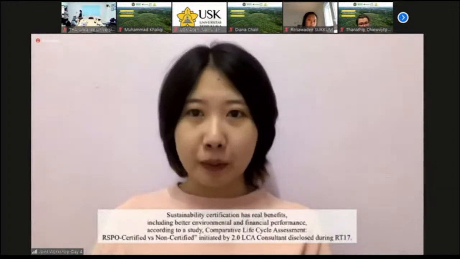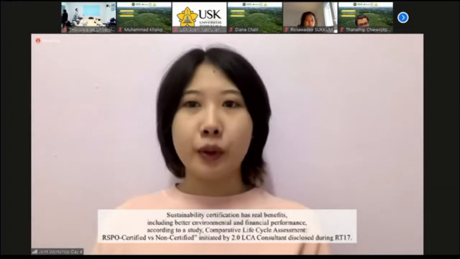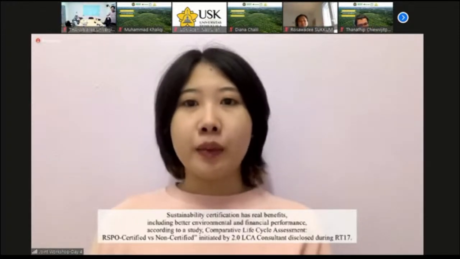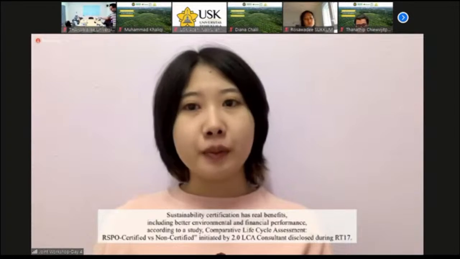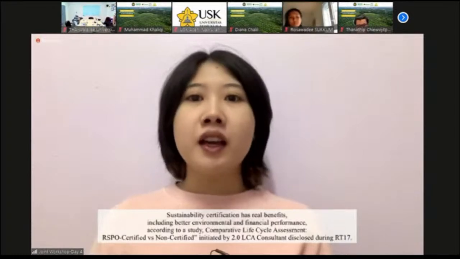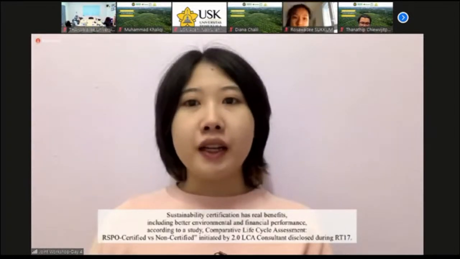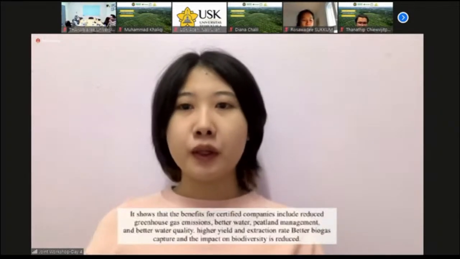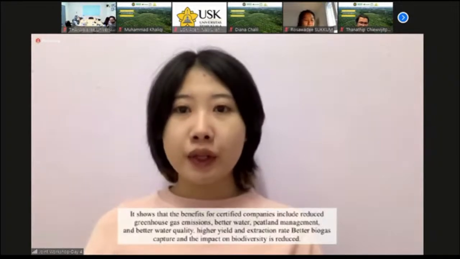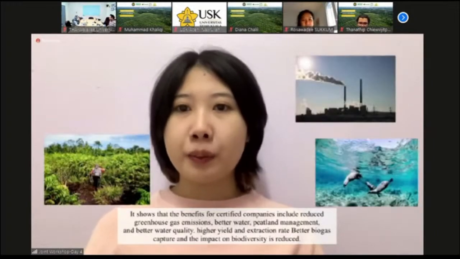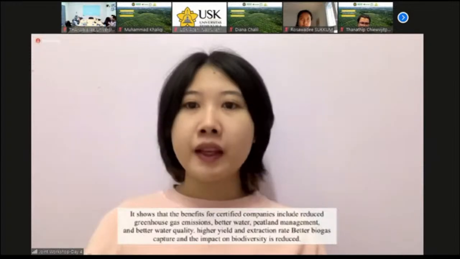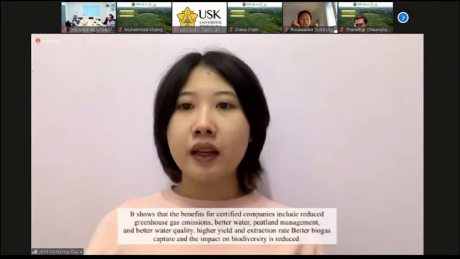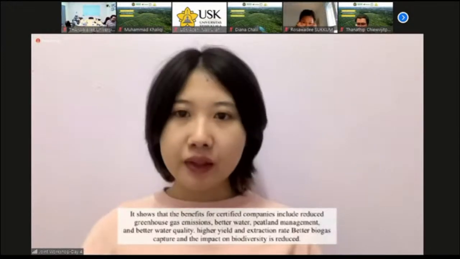Sustainability certification has real benefits, including better environments and financial performance. According to a comparative life cycle assessment study of ISPO certified versus non-certified, conducted by LCS consultant and disclosed during RT17, the benefits for certified companies include reduced greenhouse gas emissions, reduced peatland impact and better water quality, higher yield, methane gas capture, and reduced impact on biodiversity.